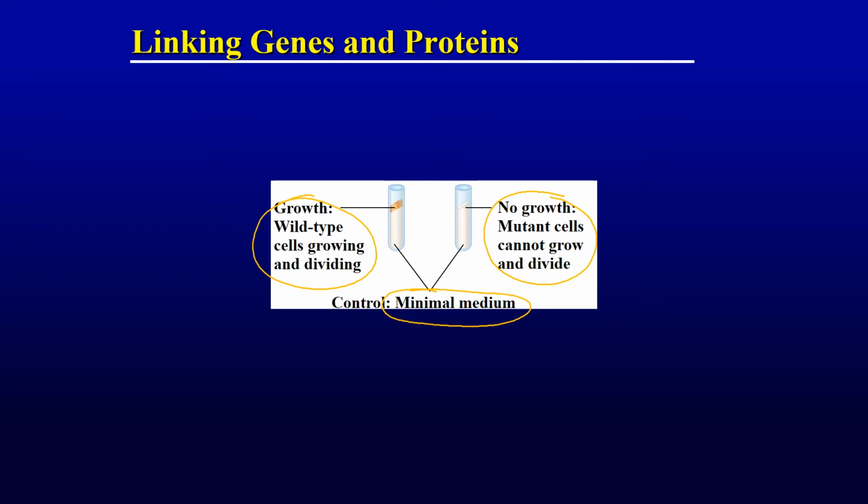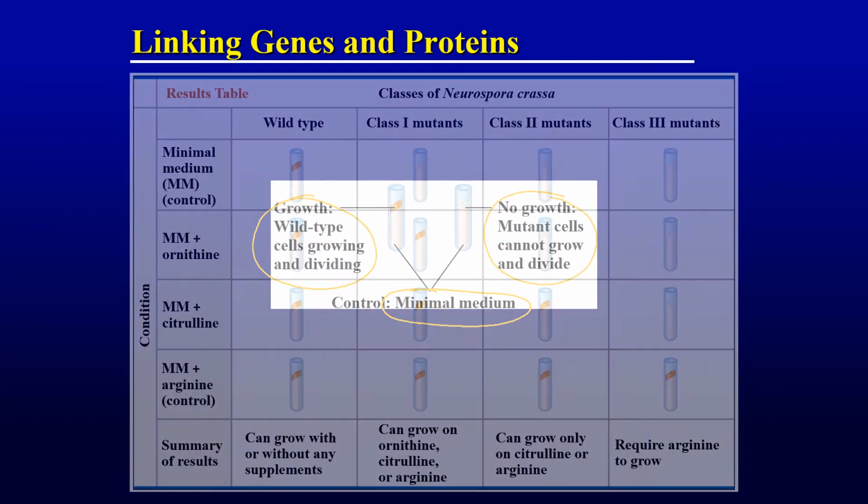And so anytime the fungus was unable to grow and divide and look just good on the minimal media, they figured that must be a nutritional mutant. All right, so then they would take those nutritional mutants and they would go through some further screening that I'll show you in a moment, and they would specifically identify the arginine deficient mutant.